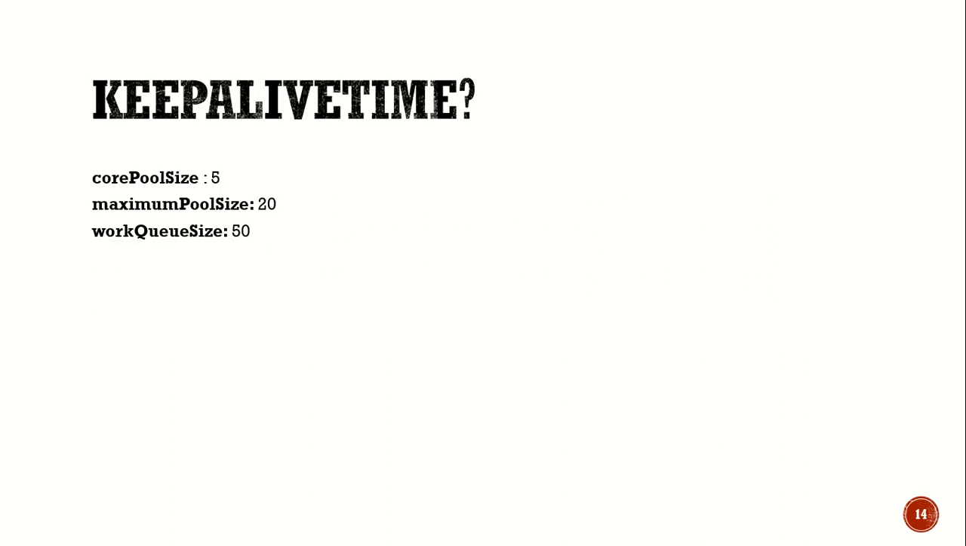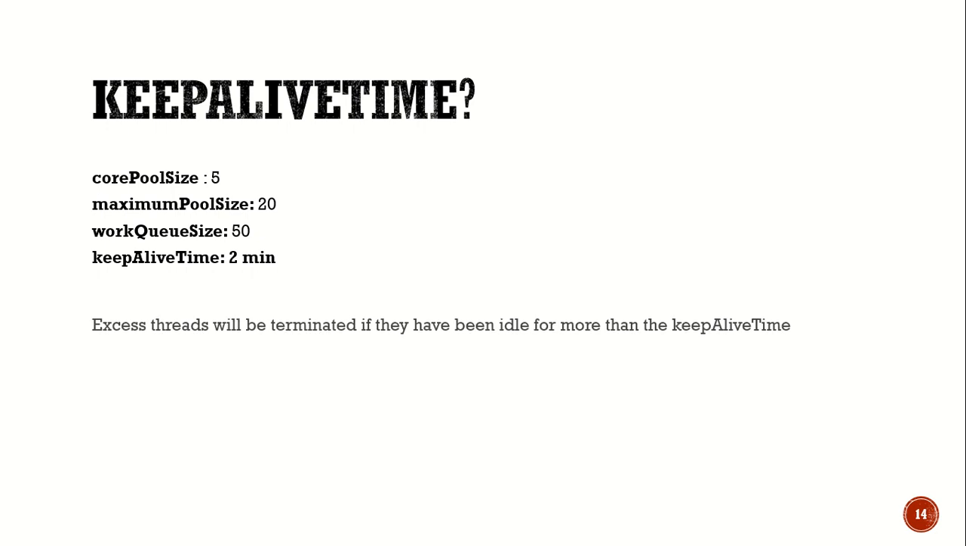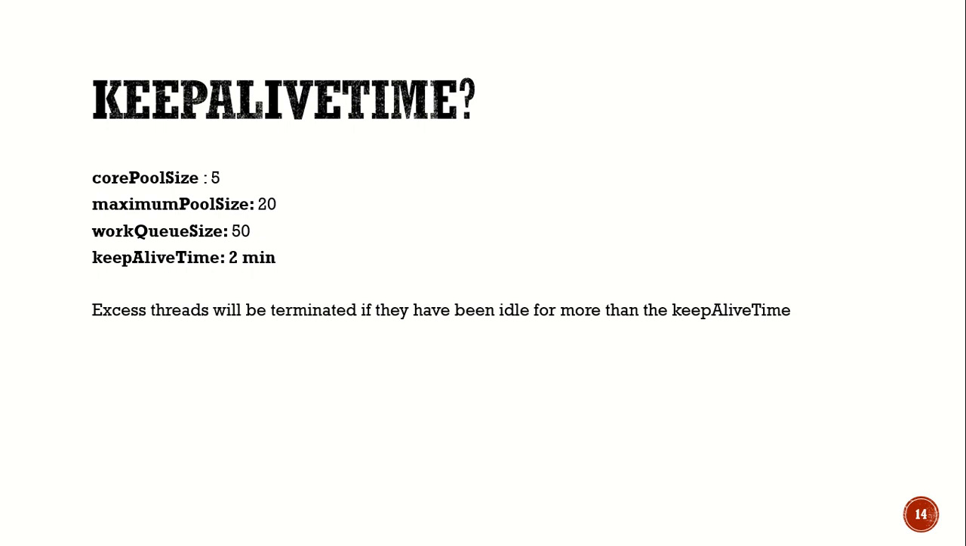And what about the fourth parameter of keep alive time? Let's understand that. Let's say again we have set the core pool size to 5, our maximum pool size to 20 and work queue size to 50. And our keep alive time is set to 2 minutes. Now what does it imply? It implies that excess threads would be terminated if they have been idle for more than keep alive time.